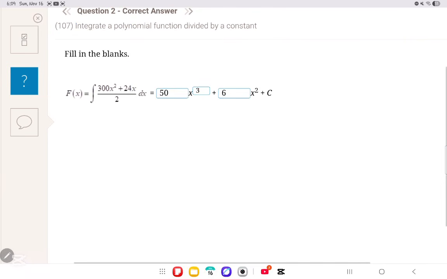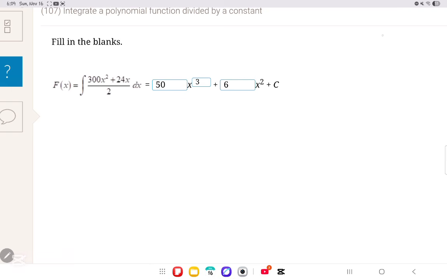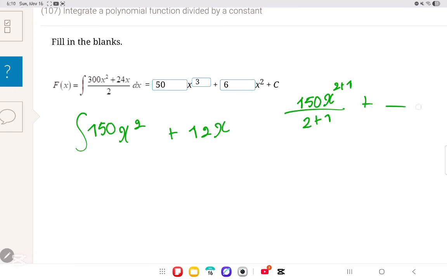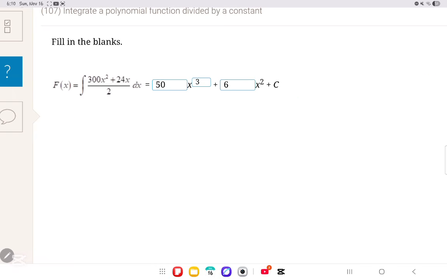What does it say? They want the integration of this. So I can simplify it first of all by separating and dividing. So I will get 150x squared plus 12x. Now I can do my integration. It would be 150x to the power of 2 plus 1 over 2 plus 1, plus 12x to the power of 1 plus 1 over 1 plus 1. What would it be? 150 over 3, so 50x to the power of 3, plus 12x to the power of 2 over 2, that will give me 6x squared, plus, don't forget, c. So that's my final answer.